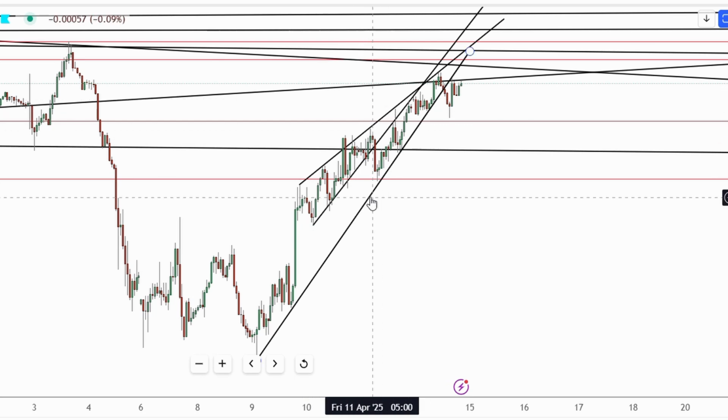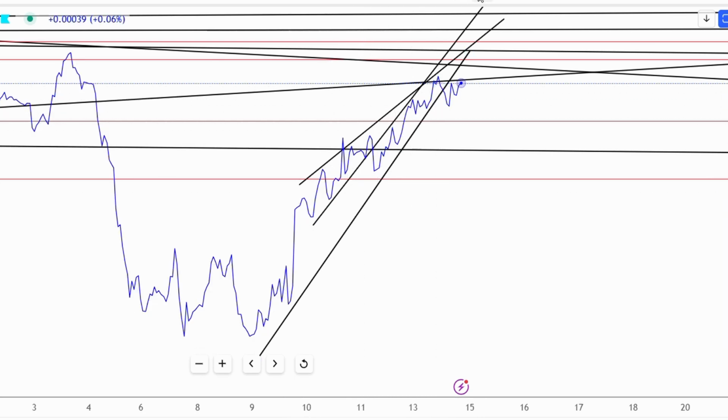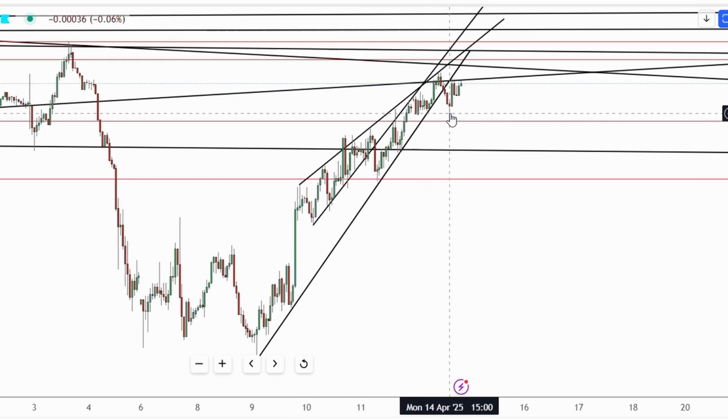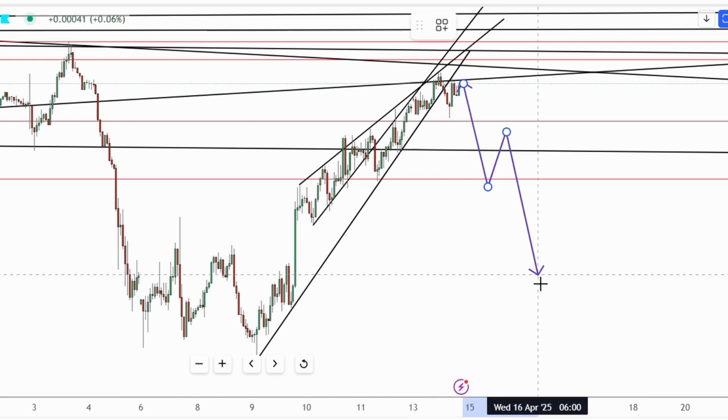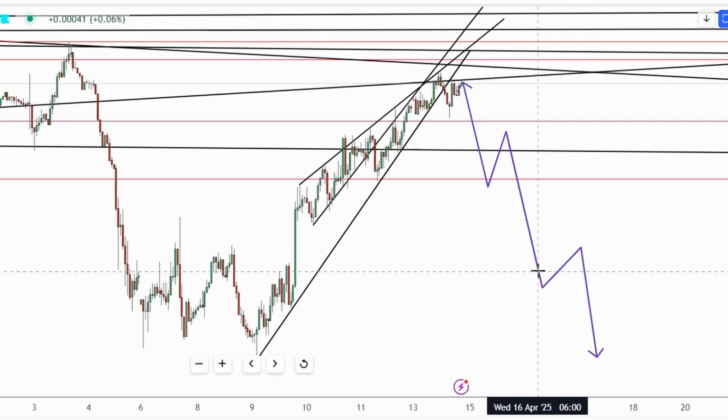Now you can see, this is some of my analysis as well. We see price breaks below. It also created a lower low here as well. So we want to see price slowly trade down from here.